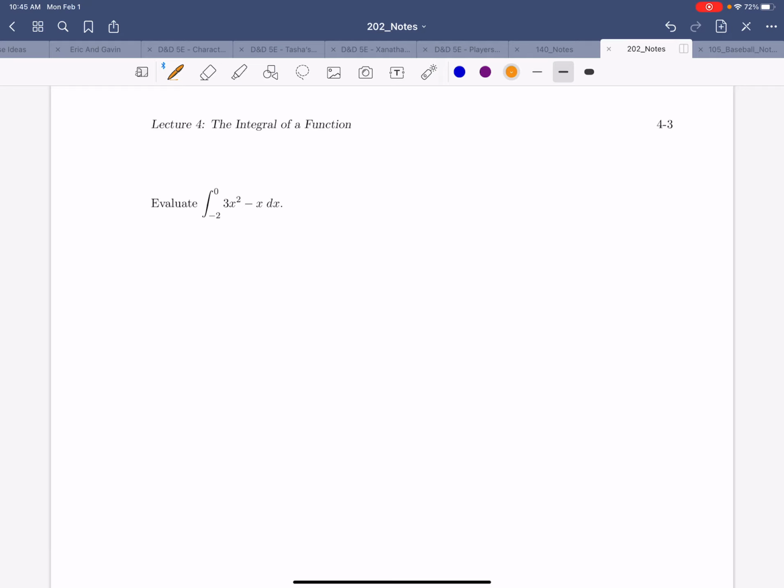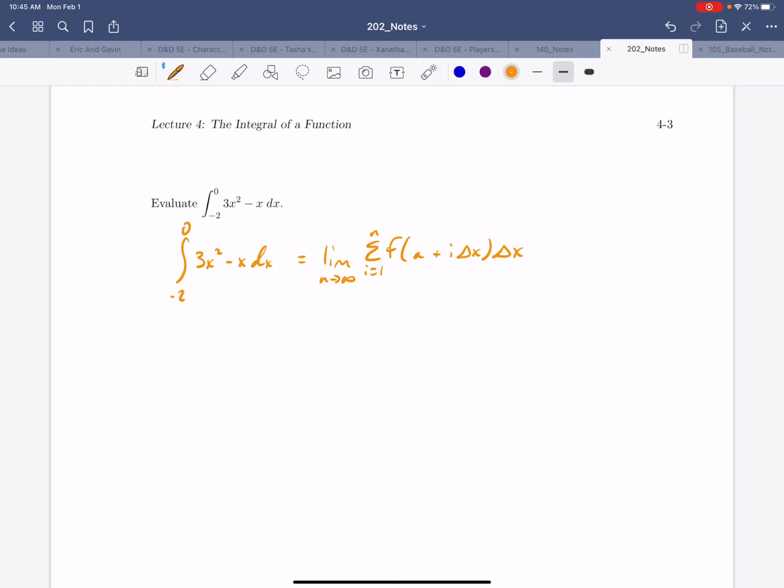Hey all, let's tackle this problem from class, the integral from -2 to 0 of 3x squared minus x dx. We're going to solve this using Riemann sums because right now that's the only technique that we have to solve it. So remember that means writing out the limit as n approaches infinity of the sum from i equals 1 to n of f of a plus i delta x times delta x.